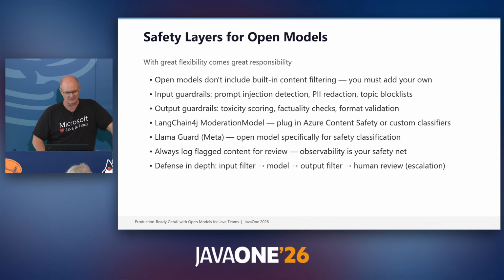Then output guardrails. Is the response that you've got somehow offensive or breaking rules or anything that you don't want returned from your large language model as well? So you evaluate the input and the output all the time. LangChain4j has a moderation model. So moderate is the tool command, and you can just use that to either use a third-party moderator. OpenAI has a moderation tool that you can use.